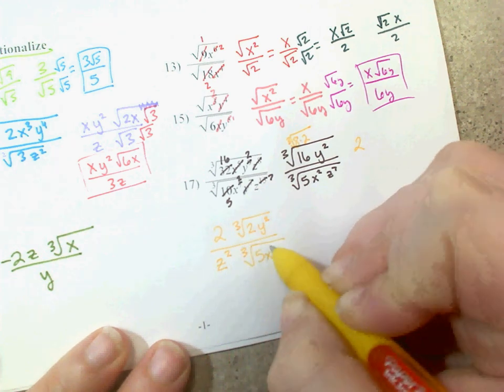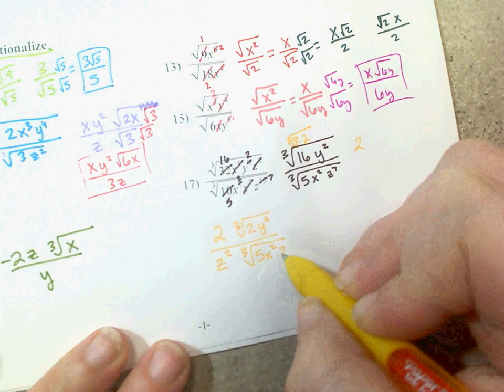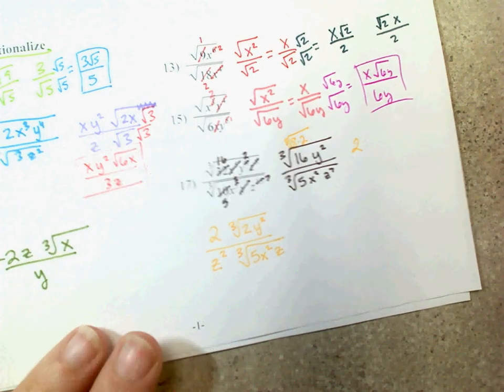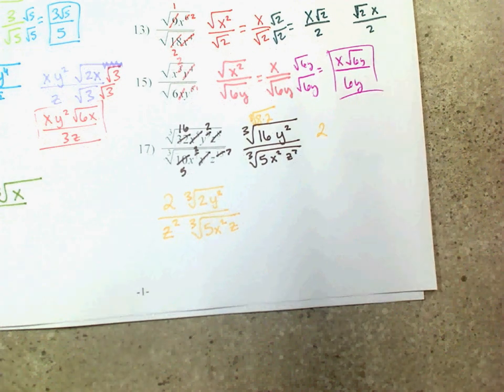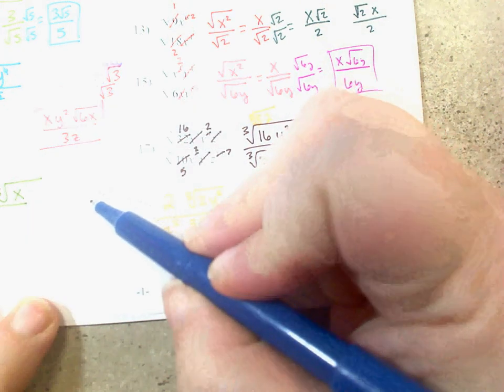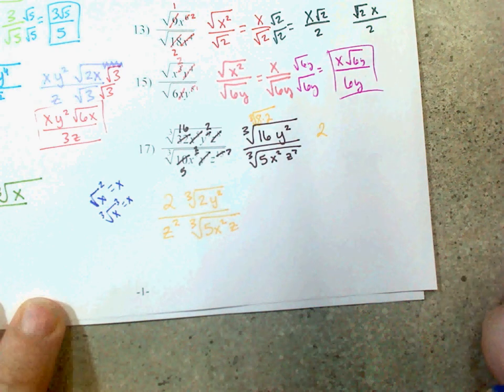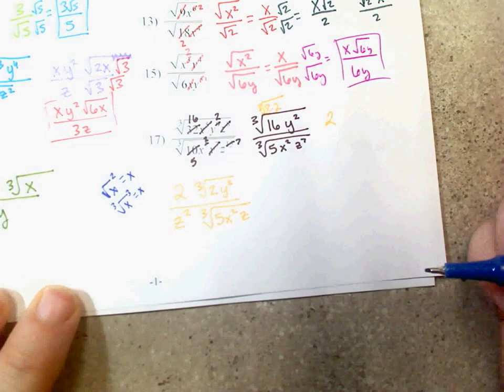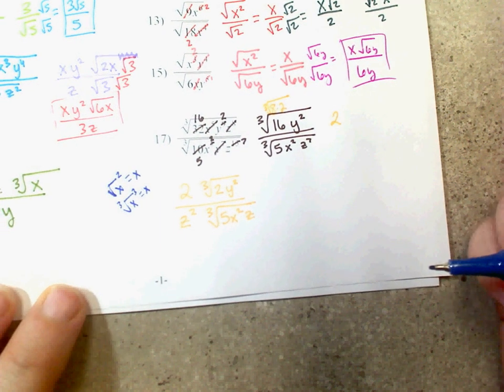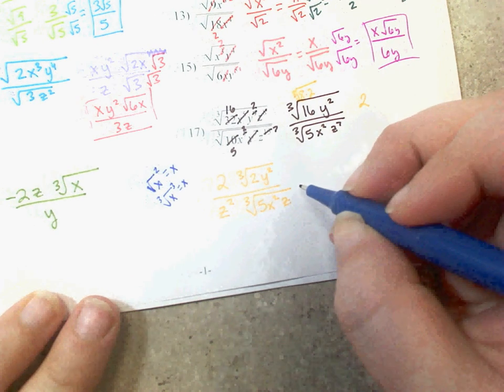Alright, so we need to rationalize. Well, I have a cubed root. And in the same way that the square root of x squared is x, the cubed root of x cubed is x, which means in order to rationalize a cubed root, I need 3 cubed roots, which means I need 2 more. So I'm going to multiply by the cubed root of 5x squared z twice.